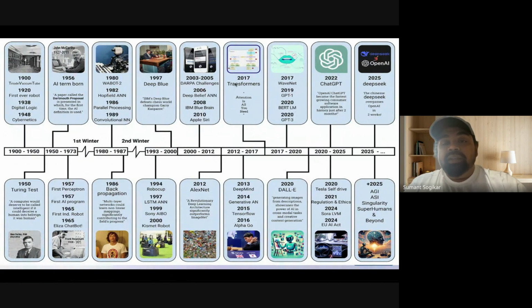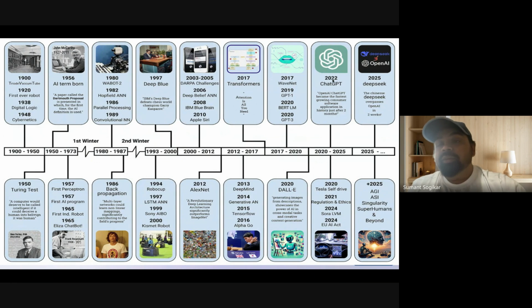Then in 2017 we had Transformers. It's a paper written by Google, and it is one of the biggest transformations in AI history. After the Transformers paper was published, companies started doing their own research, and then finally we came to here. A lot of things happened. There's a big boom here, you can see.